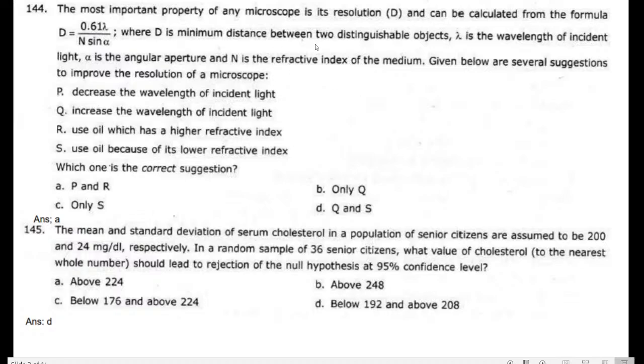So the refractive index, n, is the refractive index. The refractive index of oil is 1.5. This plays a vital role in the multiplication and division part.